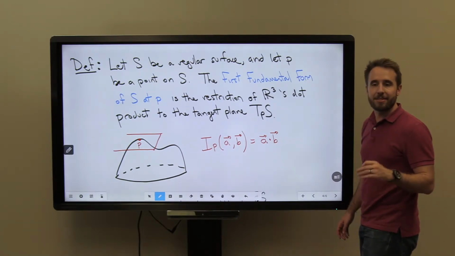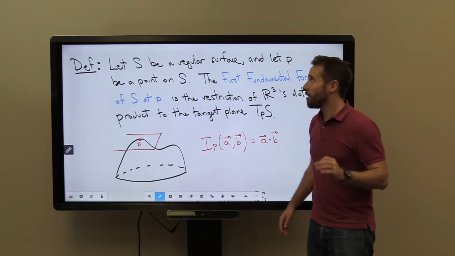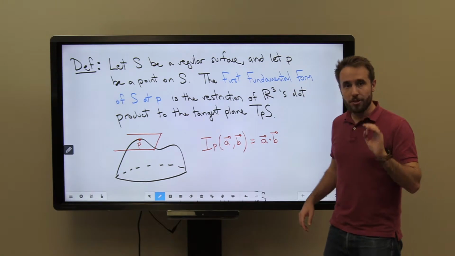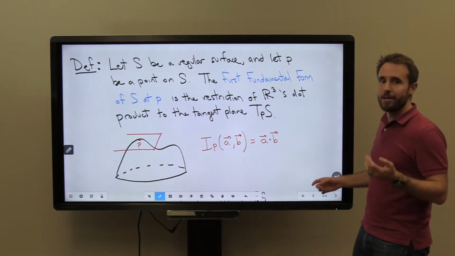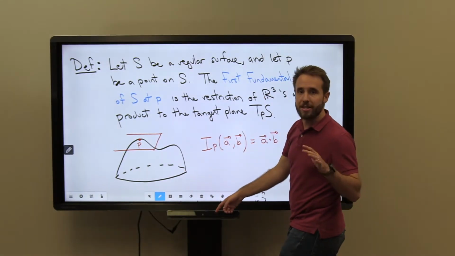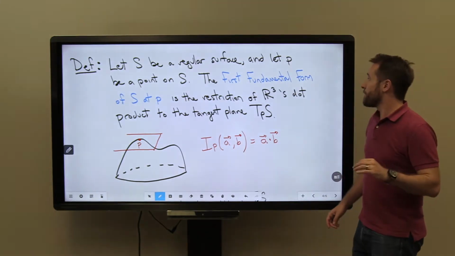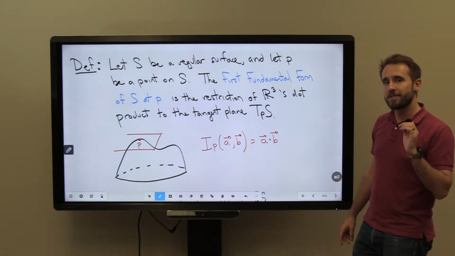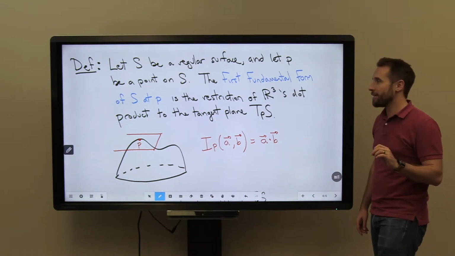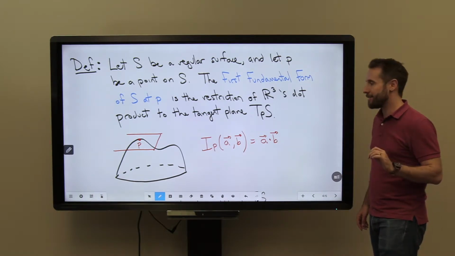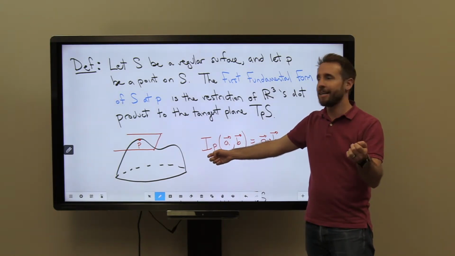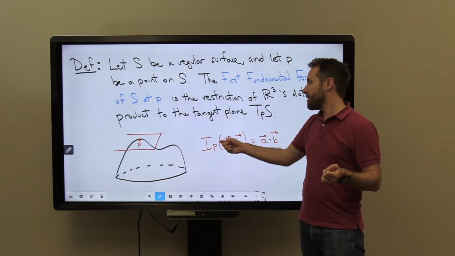Now, with this description of bilinear forms done, we are ready to define the first fundamental form, and we do that as follows. Let S be a regular surface, and let P be a point on S. So here's our surface, here's our point P on S, with this associated tangent space that I've drawn here. Then the first fundamental form of the surface S at the point P is the restriction of R3's dot product to the tangent plane TpS. We will denote this using the Roman numeral 1, which looks like an I, subscript P.